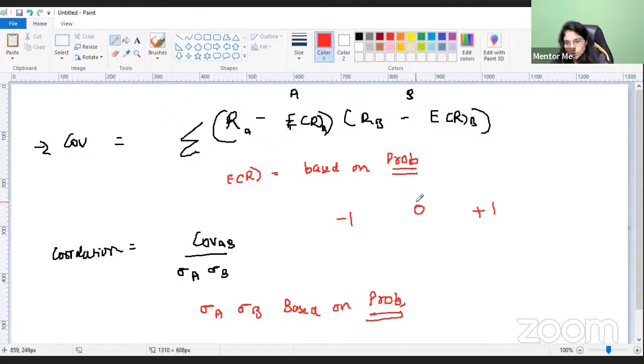Okay. Concept is clear? Correlation. Ma'am, one minute. Explain again for 0. 0 is that there is no correlation. One has nothing to do with the other. One is going up, the other is going in a different direction. There is no pattern. No correlation. Okay.